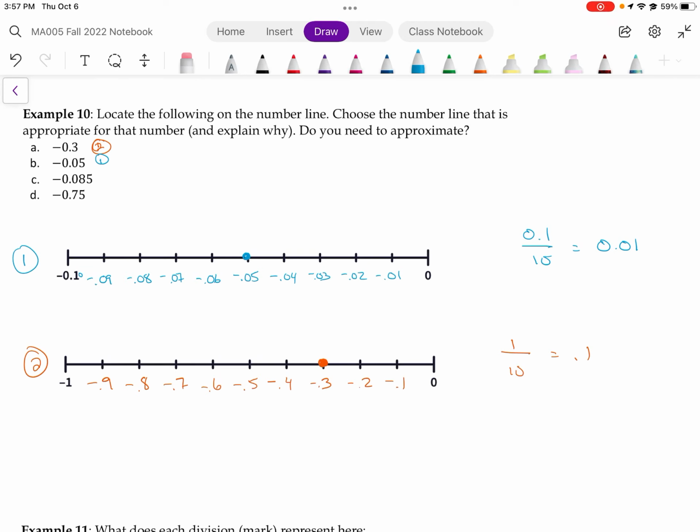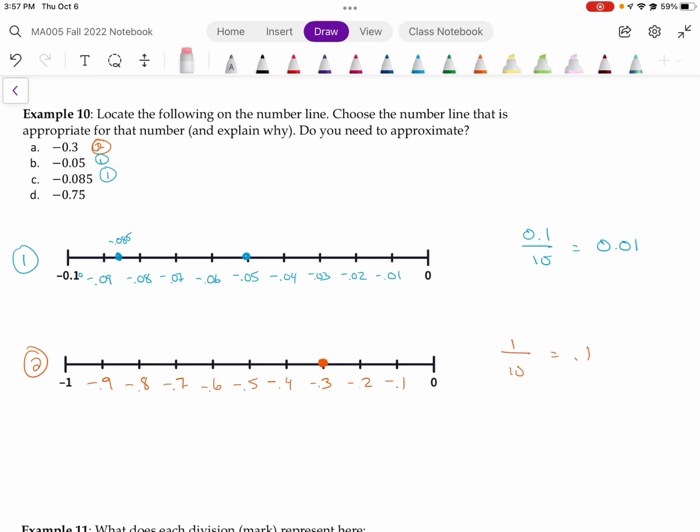All right, the next one is negative 0.085, and I would say again on the blue one, the first one, 0.08 is here and 0.09 is here, so I'm going to say 0.085 is going to be right in the middle. Okay, negative 0.085 goes right there.